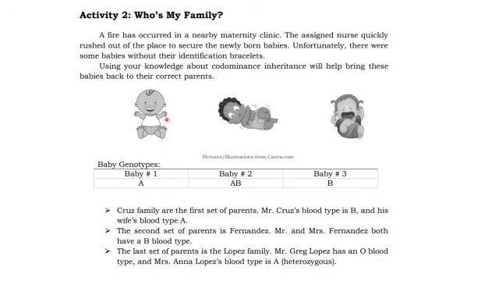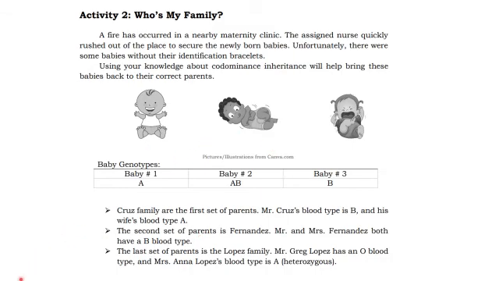To get their possible parents, because their bracelets were lost during that fire, we have identified the genotypes of the offspring, or the babies, based on their blood. So baby number 1 has blood type A, baby number 2 has blood type AB, and baby number 3 has blood type B. There are 3 sets of parents looking for their possible babies.